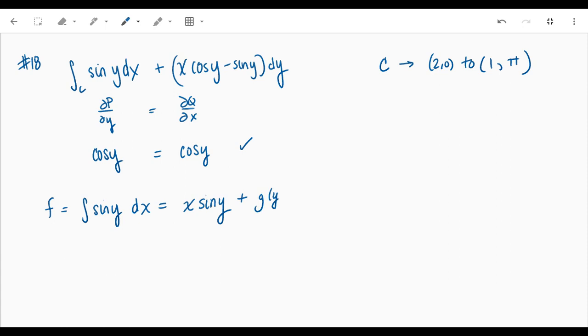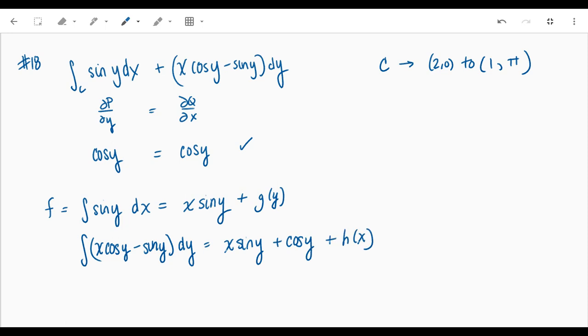We can also integrate x cosine y minus sine y with respect to y. Okay, there you go. We get x sine y plus cosine y plus some function of x. And so we can see here that our g of y is cosine y. If I replace that g of y with cosine y, when I take my partial with respect to x, it's treated as a constant and it goes away.